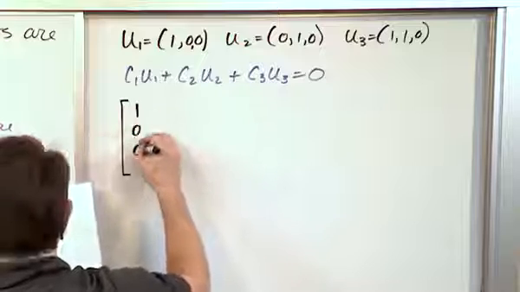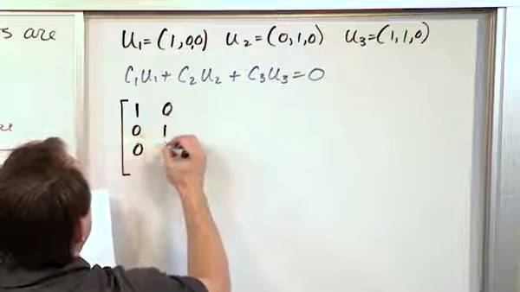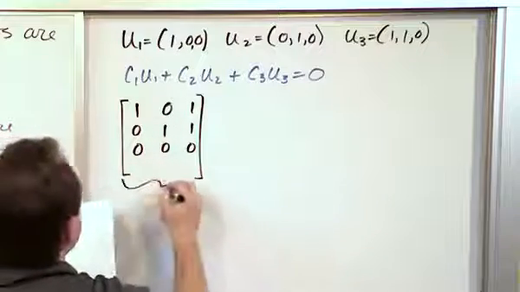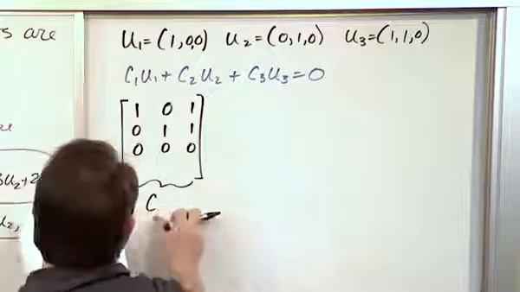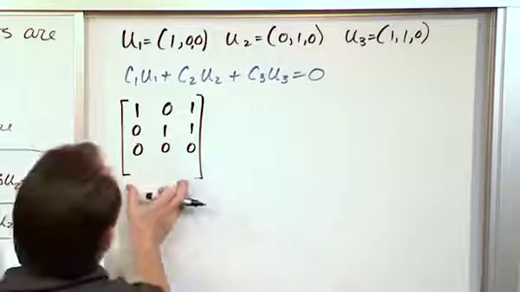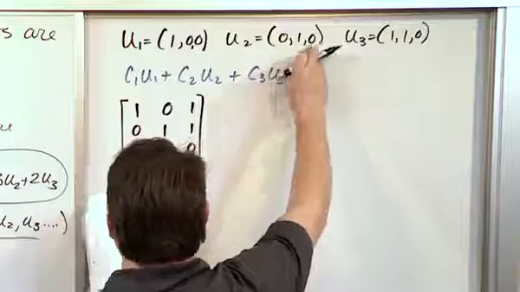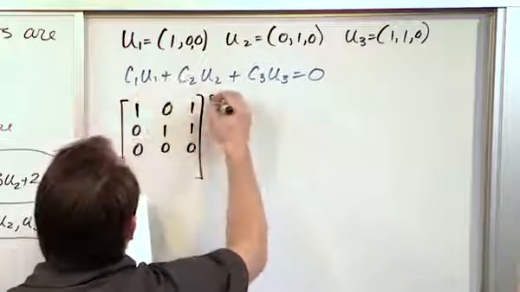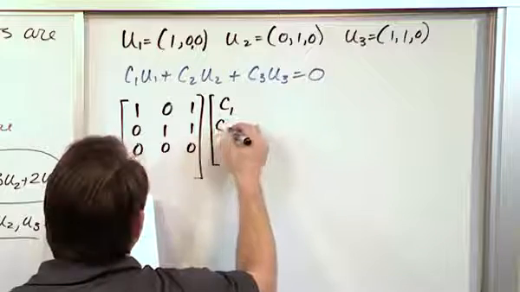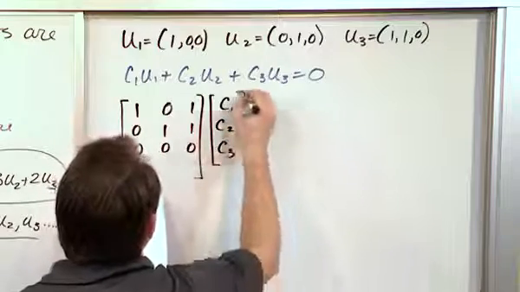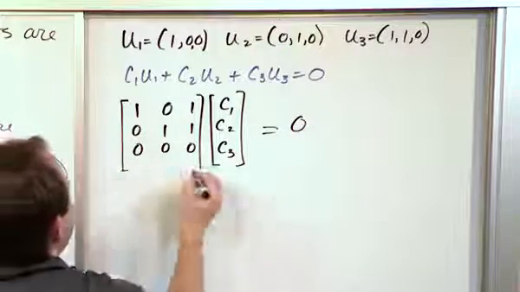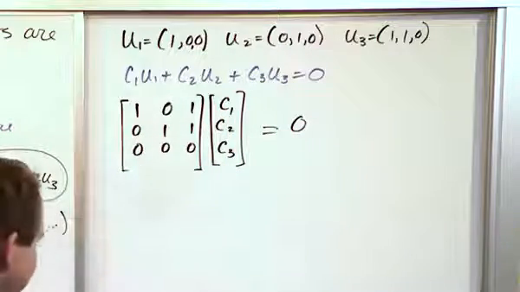U1 is 1, 0, 0. U2 is 0, 1, 0, and U3 is 1, 1, 0. Okay, so this is the coefficient matrix. We have the matrix here for the vectors, the u's, and then we're going to be multiplying it by a column vector, C1, C2, C3, and we're asking ourselves, when is that equal to 0? What values of C make this equal to 0? Make sure you understand this.